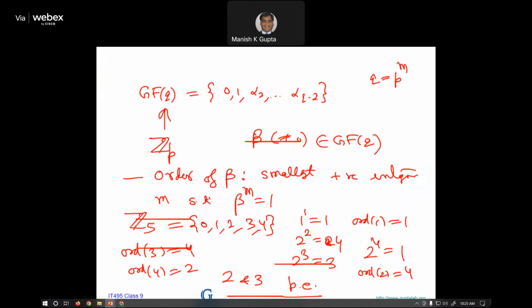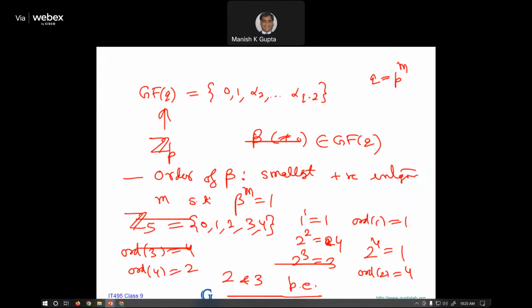This is the field with Q elements. In general, the integers modulo P form a field if P is a prime number. If you take a polynomial over the integers modulo P which is irreducible over ZP, meaning it has no root over ZP, and suppose this root is alpha, which is outside ZP, then you attach that alpha to ZP to get a field with Q elements: 0, 1, alpha, alpha 2, alpha 3, up to alpha Q minus 2. There are Q elements, and Q is a prime power.